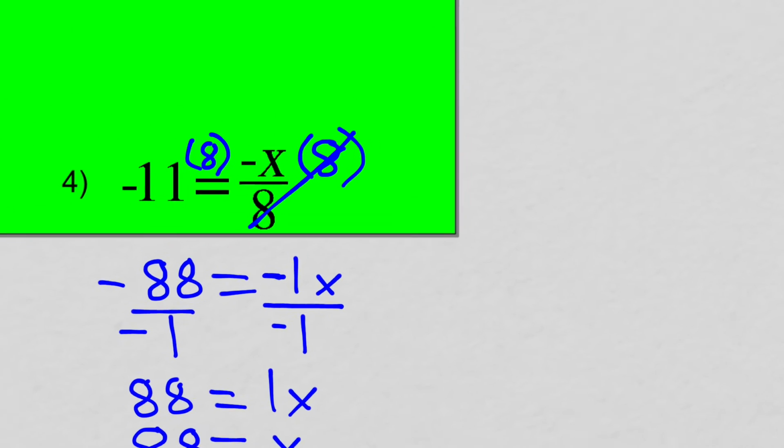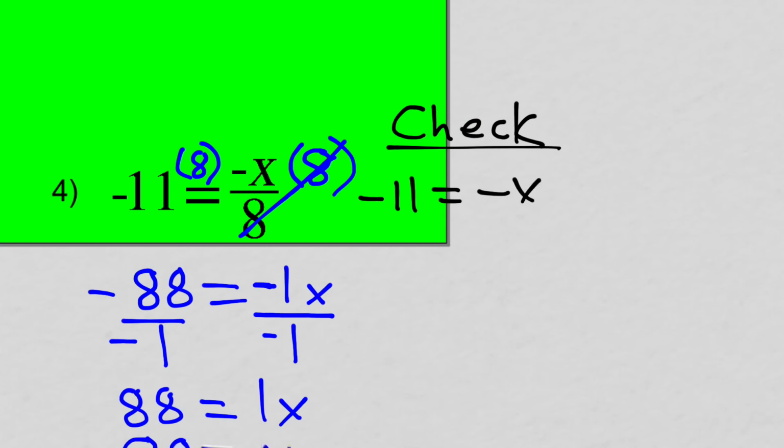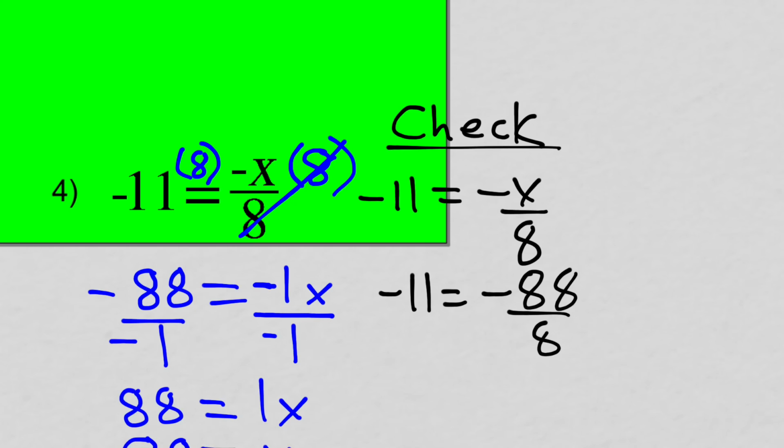Then to check it. So we've said our answer is 88. Well, negative 11 equals negative x over 8. Negative 11 equals negative 88 over 8. Negative 11 equals negative 11. Both sides check out.